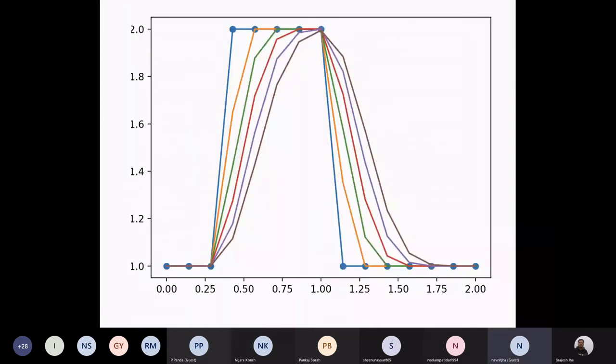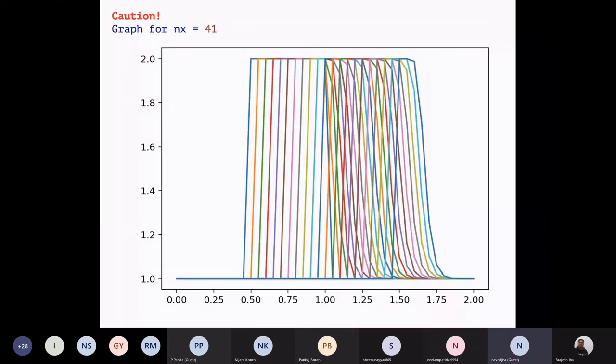Almost similar thing is observed here. As the time moves, the wave moves like this. I am going to change the value of nx as 41. The behavior of the graph is like this. This is how it changes. Further, I am going to change nx as 44.